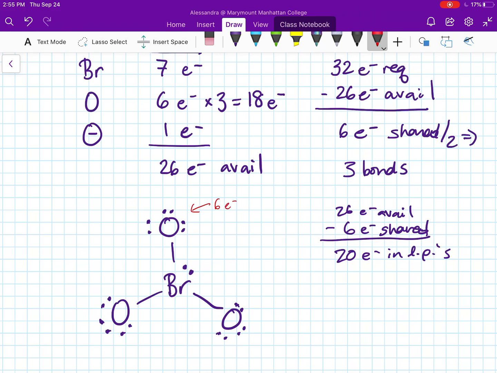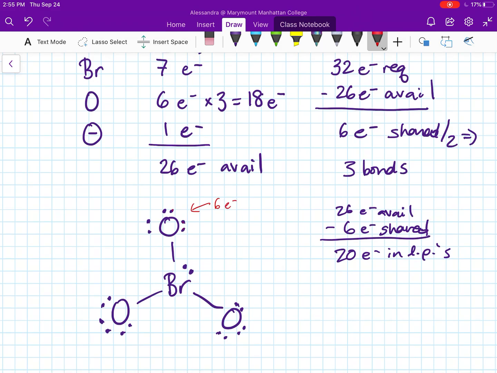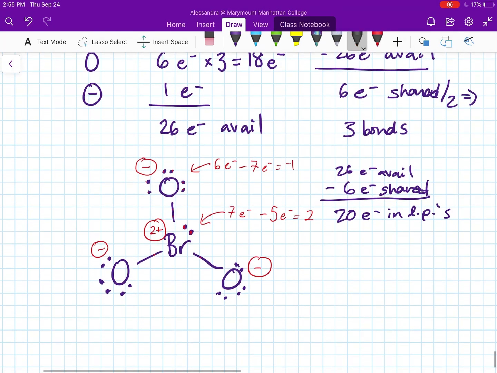So looking at this oxygen here, free oxygen would have 6 electrons, but here I have 1, 2, 3, 4, 5, 6, 7, half the bond, 7 electrons associated with it. So I'm going to have a formal charge of -1 on that oxygen. And the same for the other 2 oxygens as well. For bromine, free bromine has 7 electrons. And I'm going to count 1, 2, and then half the bond, 3, 4, 5. So 7 minus 5 equals 2. So I have a 2 plus formal charge on bromine.